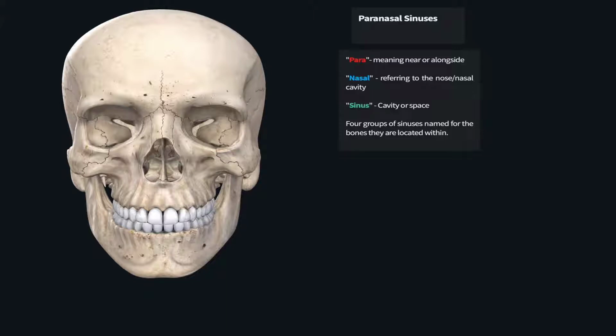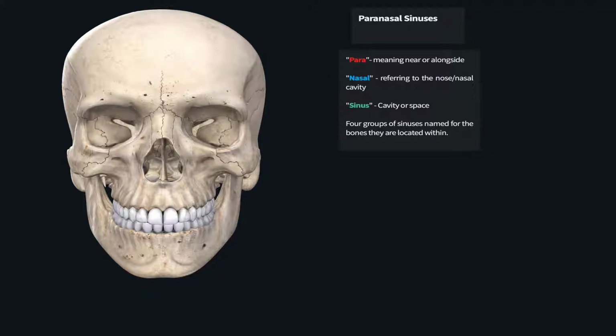In this video, we will review the paranasal sinuses. But let's start first by defining some terminology. The prefix para means near or alongside something. Nasal is referring to the nose or nasal cavity, and sinus is a cavity or a space. So these paranasal sinuses are a series of cavities or spaces located near or alongside the nose or nasal cavity.